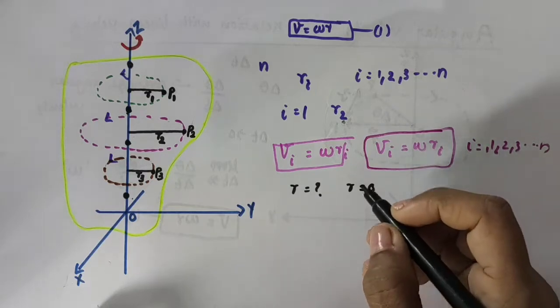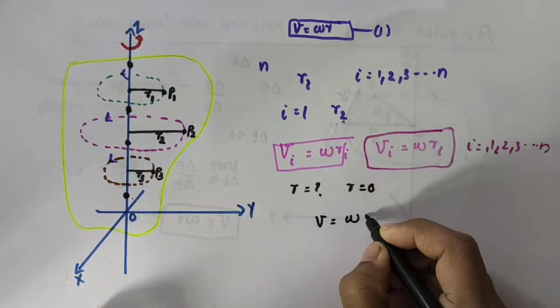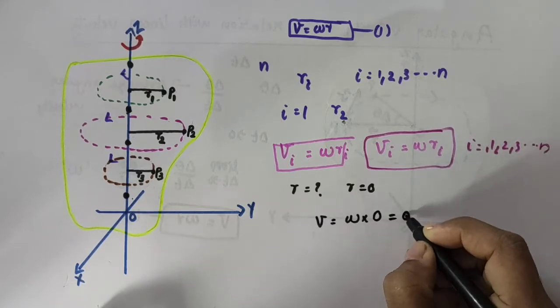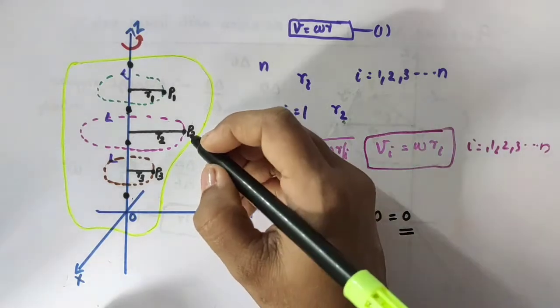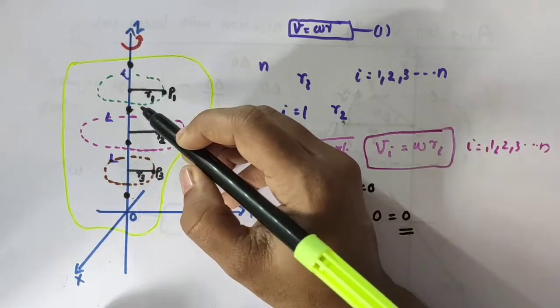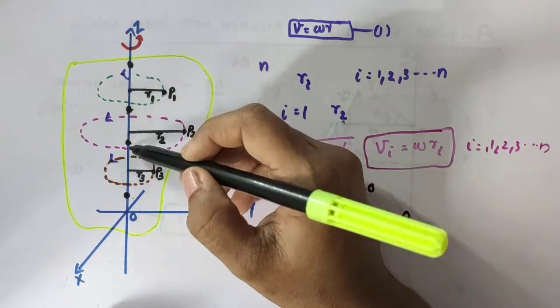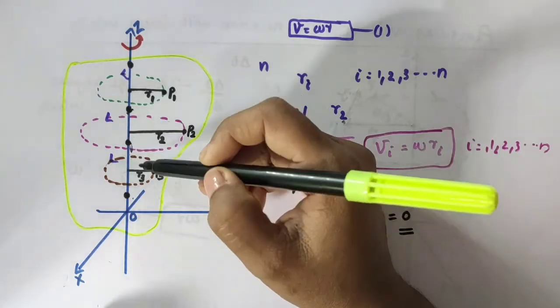What about the linear velocity of the particle on the axis? V equal to omega into R. Omega into 0 will give you 0. That is, the linear velocity of a particle on the axis is 0. Means the particle on the axis is stationary. That is, the axis is fixed.